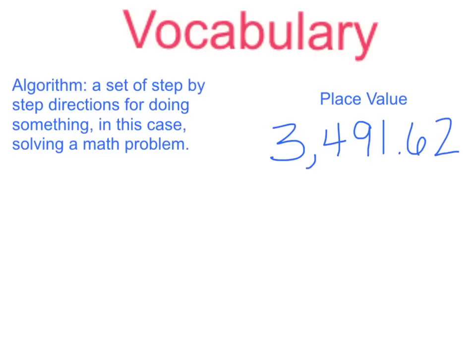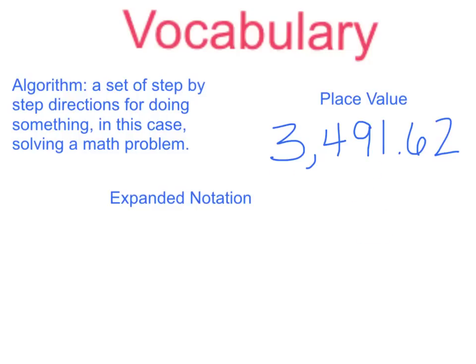If you are asked to identify the place value of a number, for example, this 3, you would say that it's in the thousands place because that's where it sits within the number. If you are asked to identify the value of a digit, for example this 9, the value of this 9 isn't really 9, it's actually 90 because it's sitting in the tens place and it's worth 9 tens.